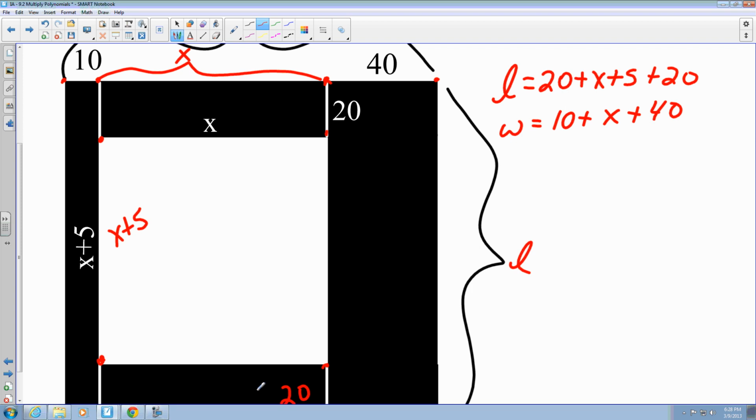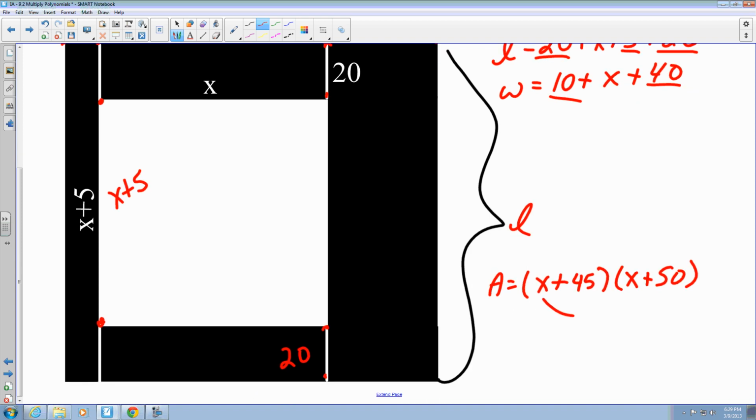So I'm going to say area equals the length will be x plus, so it'll be 20 plus 20 plus 5, which will give me 45. And then we'll have the width, which will be x plus 40 plus 10, which will give me 50. Okay? So from here, we can just FOIL this out. So I can just go this value times this value, and then these values times these values.